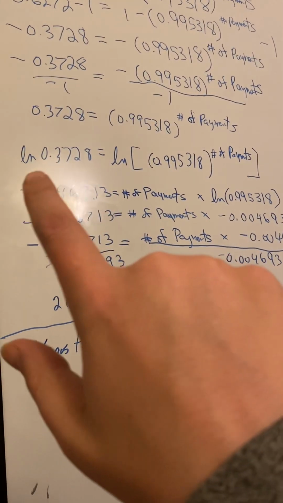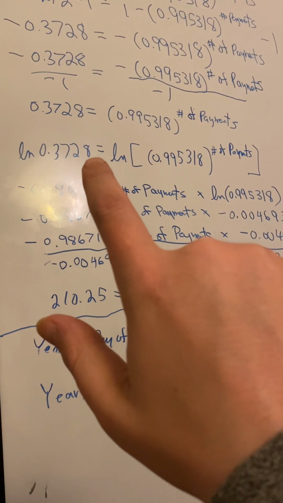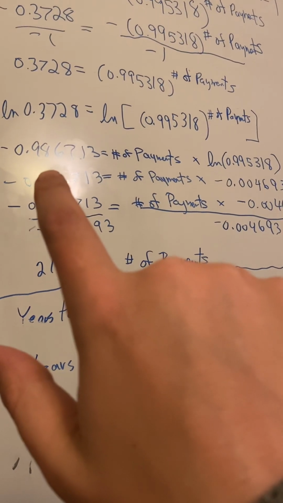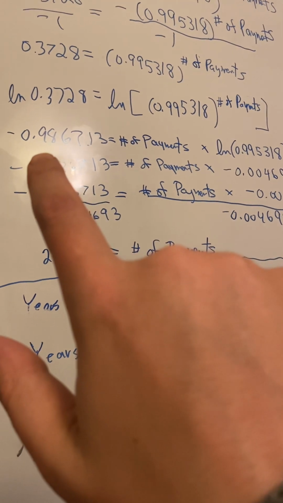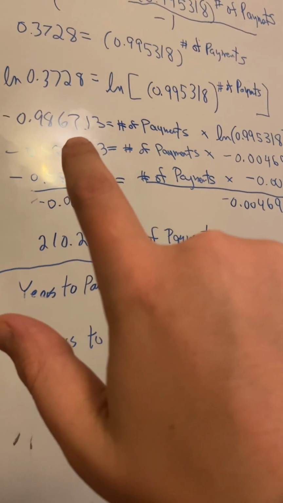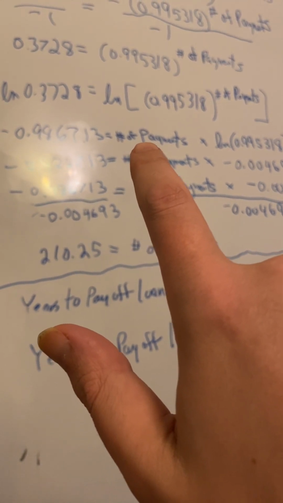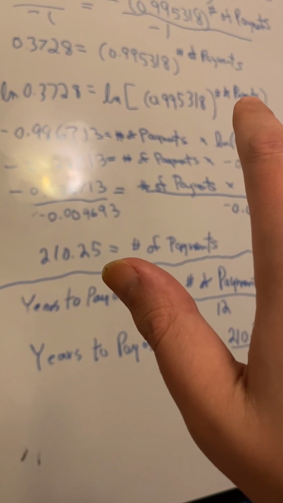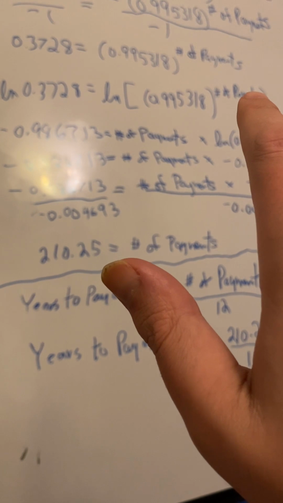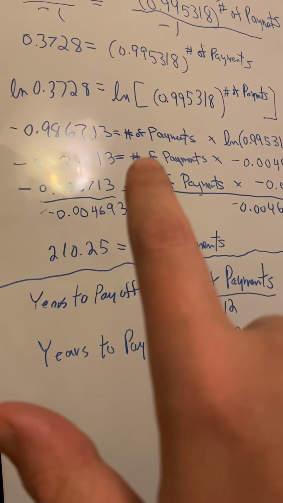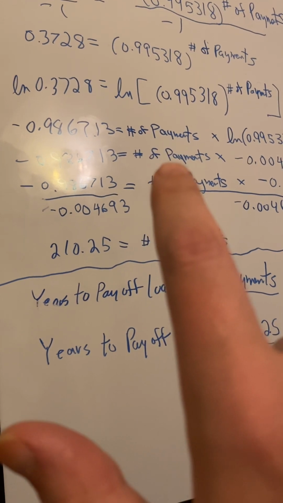When we do the ln of 0.3728 on the left side, we get negative 0.986713. And that's equal to the number of payments. When we take the ln of both sides, that exponent becomes a coefficient.